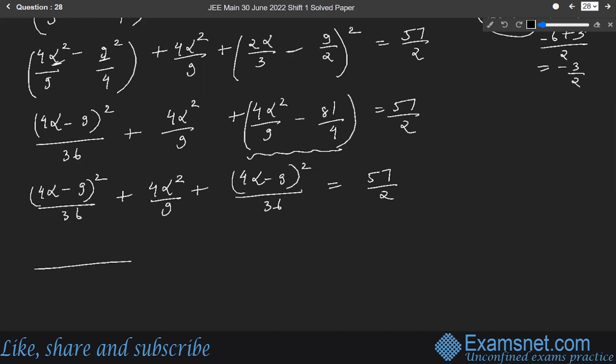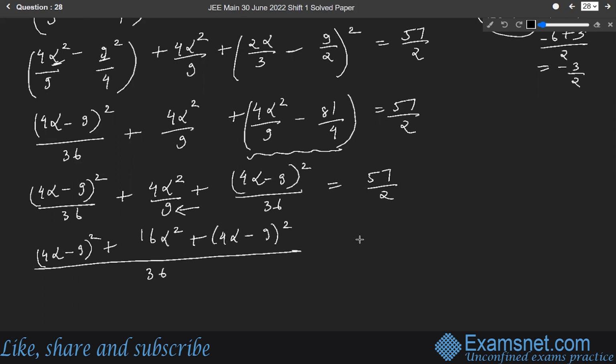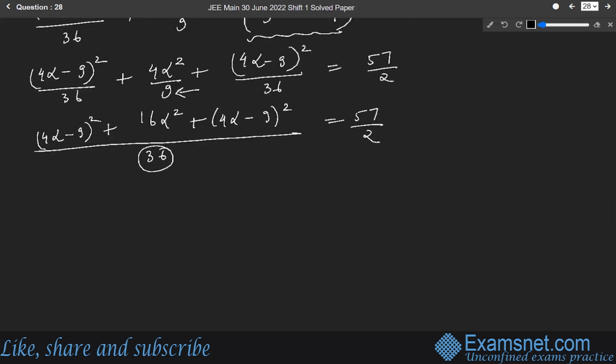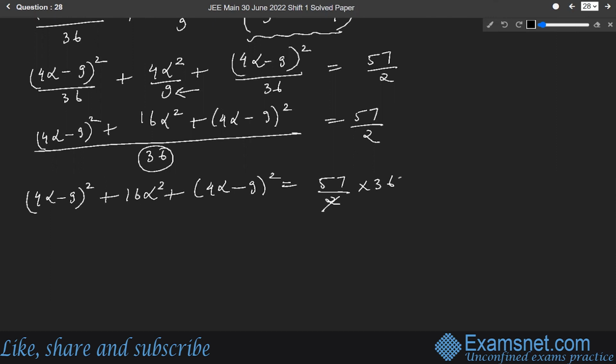Now let us take the LCM of this whole expression. The LCM will be 36, right? So the first term will be (4 alpha minus 9) whole square plus, what is the second term? You can see the denominator is 9. 9 into 4 is 36. So 4 alpha square into 4 will be what? 16 alpha square, plus next will be (4 alpha minus 9) whole square. This is equal to 57 by 2. Okay. So now let us take this 36 on the right hand side. So we have (4 alpha minus 9) whole square plus 16 alpha square plus (4 alpha minus 9) whole square is equal to 57 by 2 into 36. 2 into 18 is 36. So on the right hand side, we have 57 into 18.